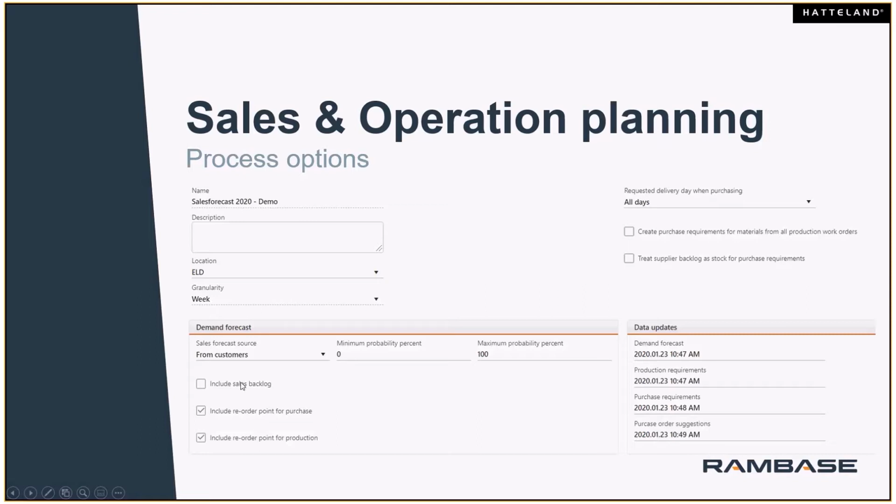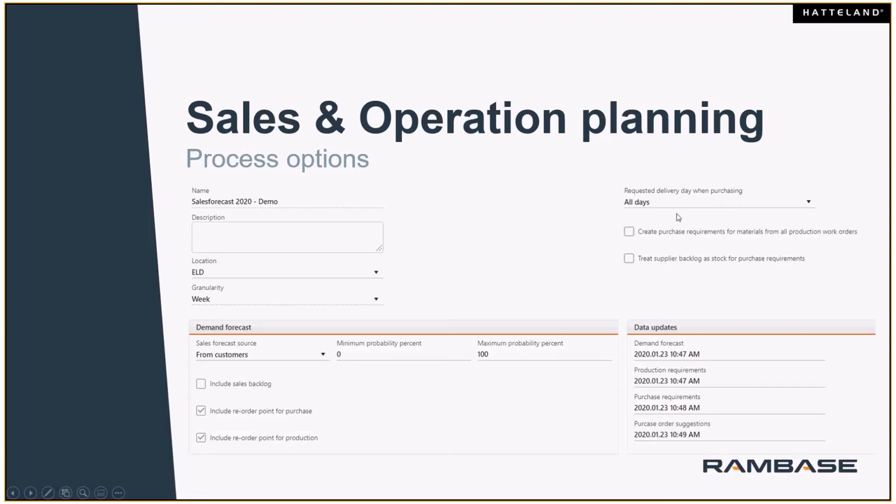If you want to include everything from the sales backlog to the demand forecast. You also have the possibility to include reorder point for purchase. So if products have specified reorder point quantity, the quantity will be added as a demand. And then this will be included in the gross quantity of purchase requirements. This also includes products defined as kits that are externally manufactured.